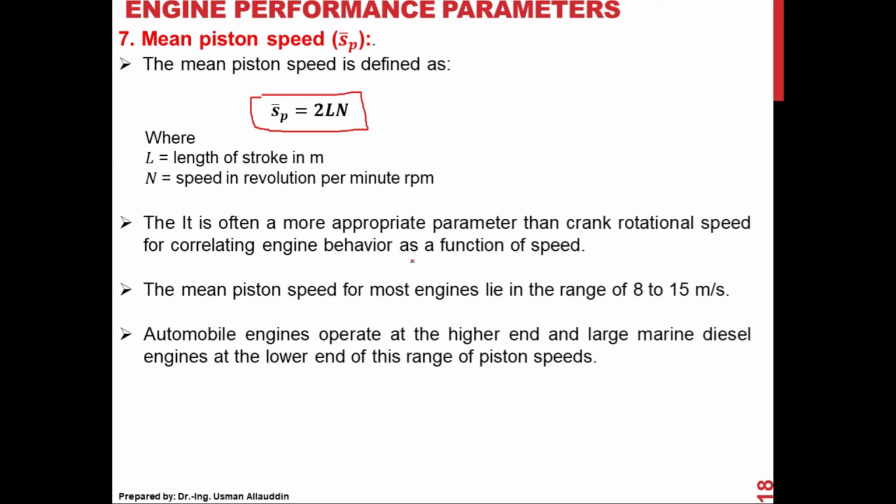The formula for the mean piston speed is the same for 4-stroke and 2-stroke engines, that is 2LN, and it is often a more appropriate parameter than crank rotational speed for correlating engine behavior as a function of speed. The range of mean piston speed for most engines is 8 to 15 meter per second. Automobile engines operate at the higher end, around 15 meter per second, and large marine diesel engines, which run at lower speed, have a mean piston speed of around 8 meter per second.